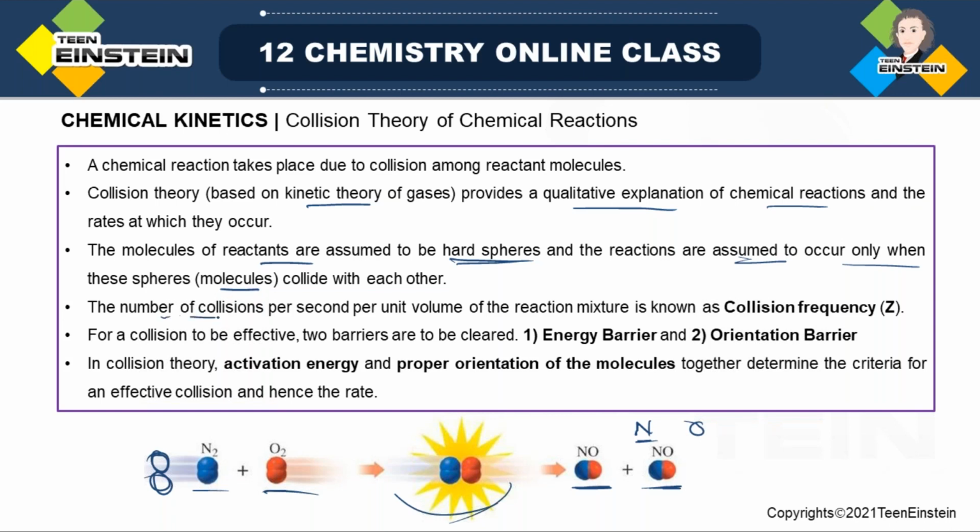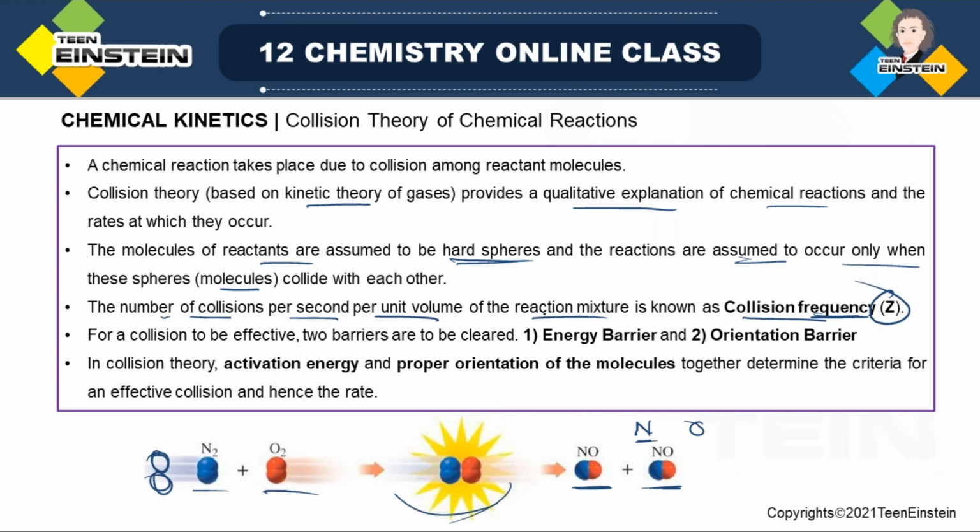Now the number of collisions per second per unit volume in the reaction mixture, that we will call collision frequency. So it is frequency, that means how many times it is occurring per second per unit volume. So this is the definition of collision frequency, which is denoted by capital Z.